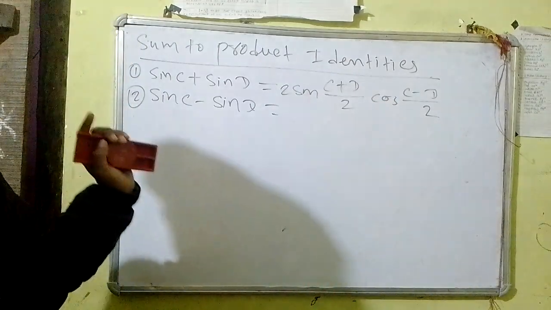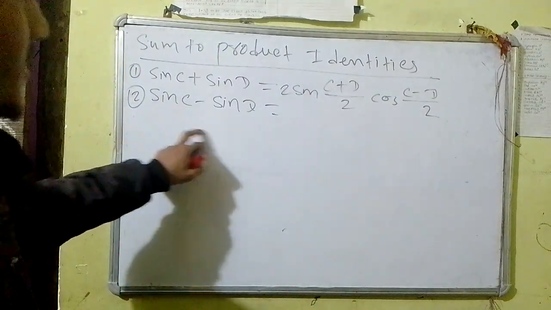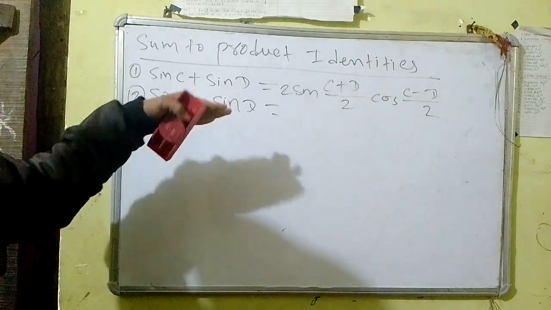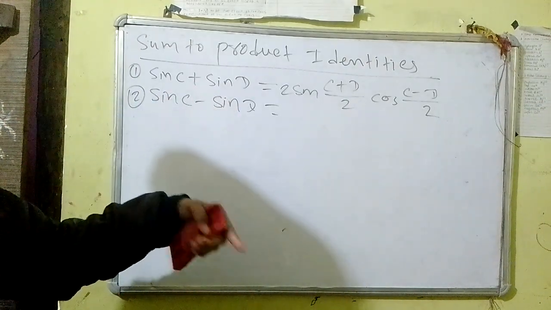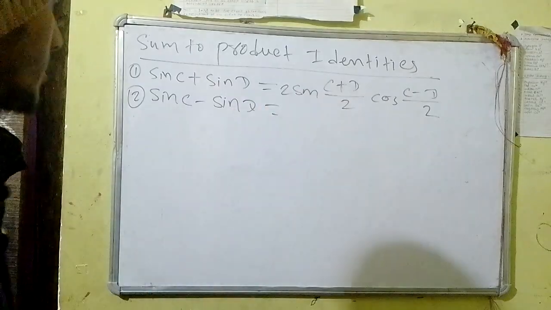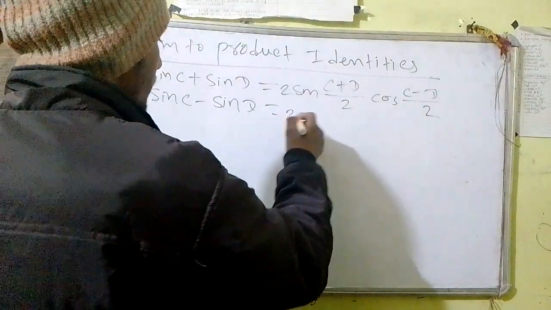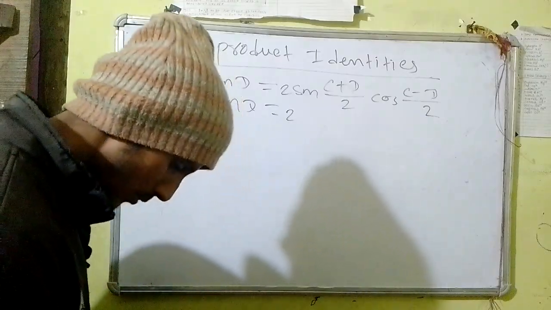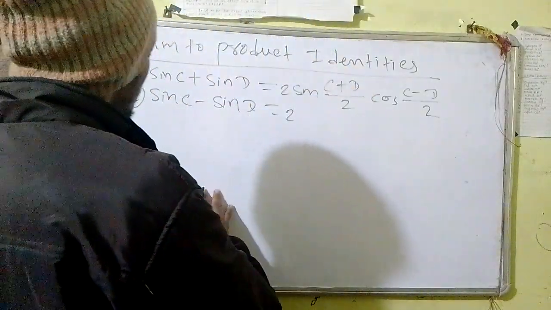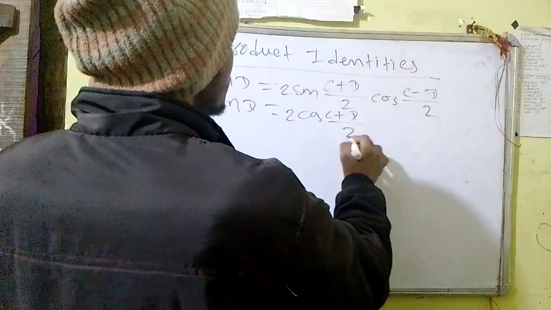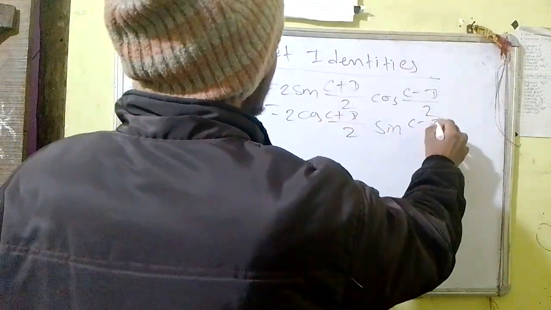But right now I'm writing the result first. It doesn't matter whether I write the result first or derive it on the fly. So this is 2 cosine c plus d over 2 times sine c minus d over 2.